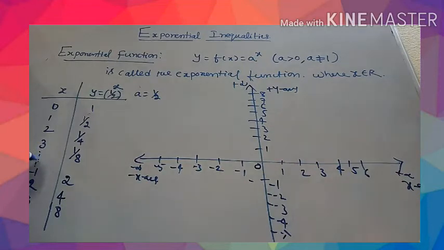As x increases up to infinity, it comes nearer to 0. When x is -1, it becomes (1/2)^-1, that is 2. When x is -2, that is (1/2)^-2, that is 4. When x is -3, this is 8, and so on. When x goes towards minus infinity, the value goes to plus infinity, right?